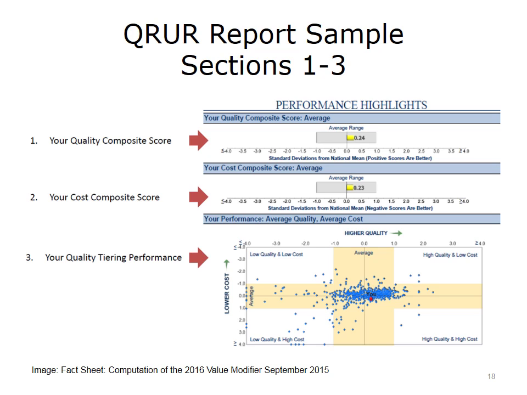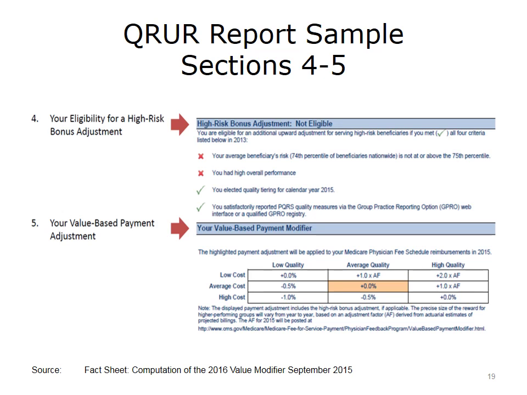This is the behavior that CMS wants to encourage. Providers in that quadrant are the ones who would receive incentives. It's also the way that EPs can demonstrate that they are providing high value. The final elements of the QRUR report tell the EP whether they receive a penalty or an incentive payment.